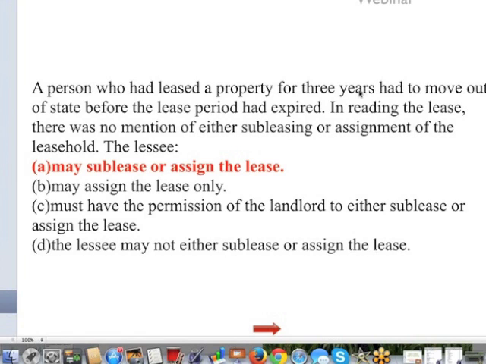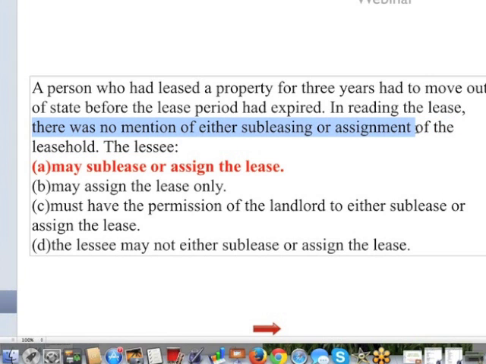So let's look at this question together. The person who had leased a property for 3 years had to move out of state before the lease had expired. In reading the lease, there was no mention of either sublease or assignment. Got it. I was thinking C too. No, I changed it. So that gives away that legally you could sublet or assign, because as long as the money's paid and the property is taken care of, everything's good.